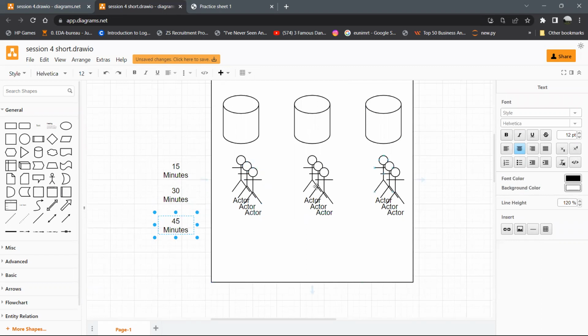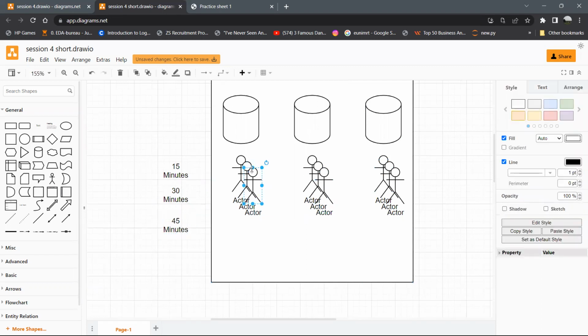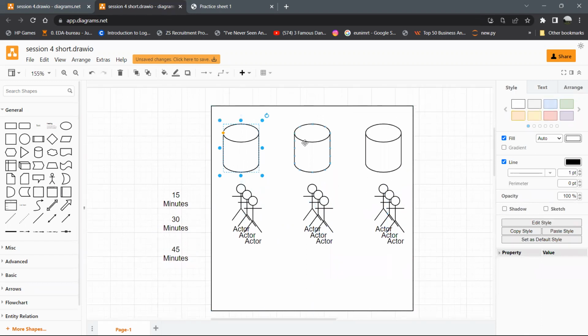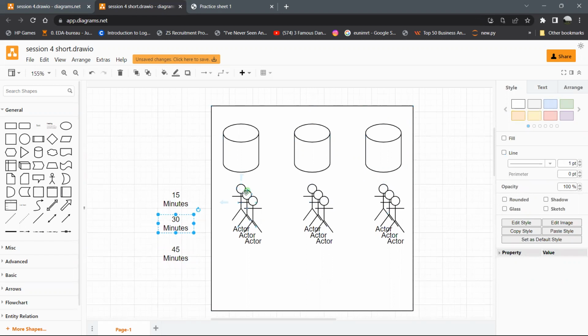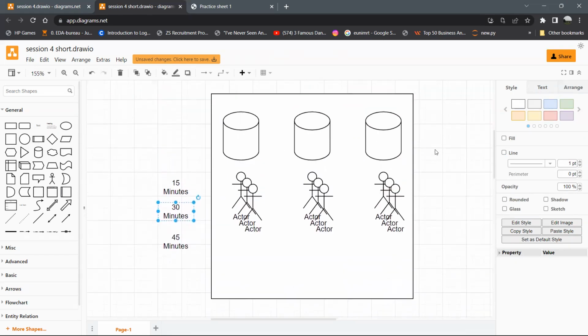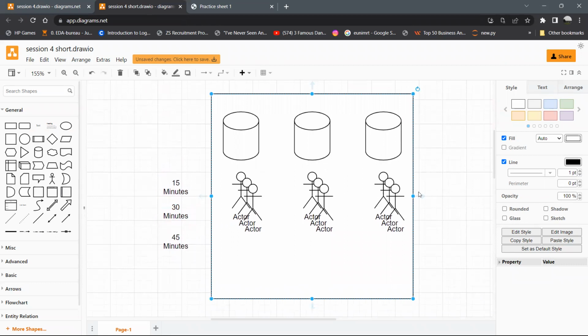So with 9 customers, this customer and this customer will be leaving. We can see that with 3 coffee machines and a waiting time of 30 minutes, we can only serve 6 customers, not 9 customers. And if we increase the number of customers, we will not be able to serve them with 3 coffee counters.